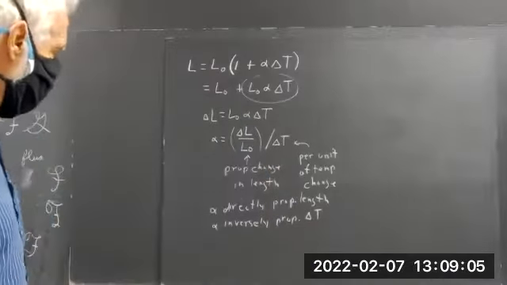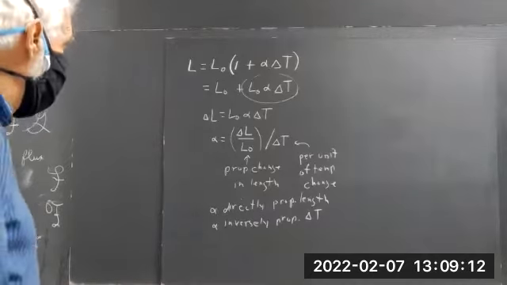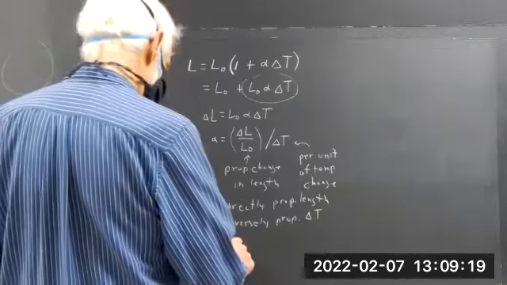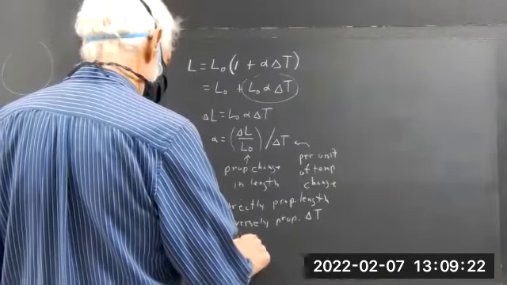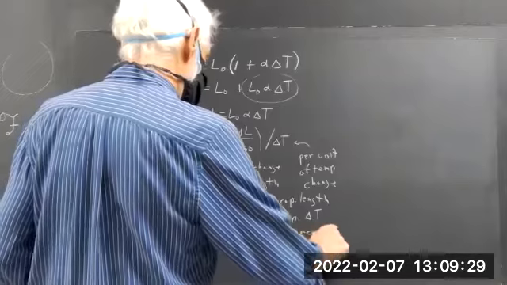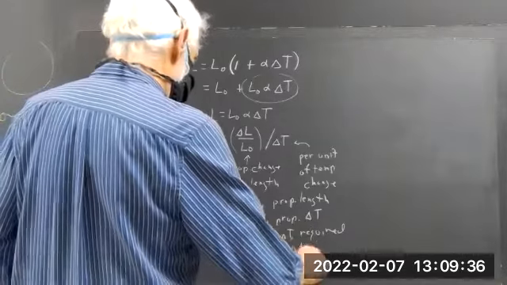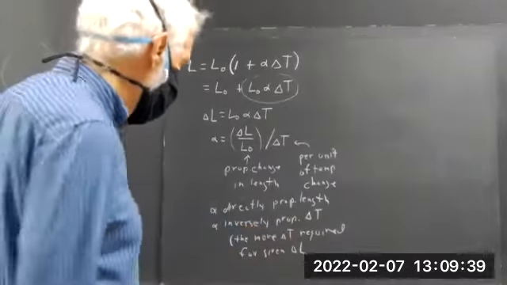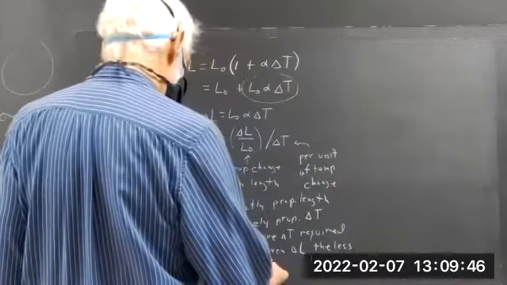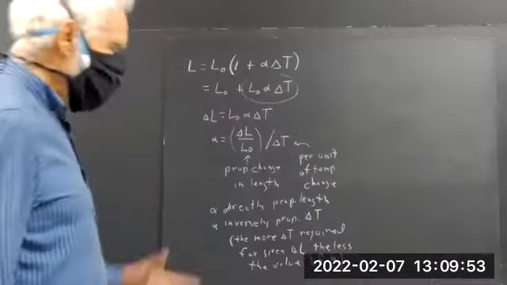Alpha is inversely proportional to delta T. Well, let's state that as the more delta T that's required for a given delta L, the less the value of alpha. When you think about that.